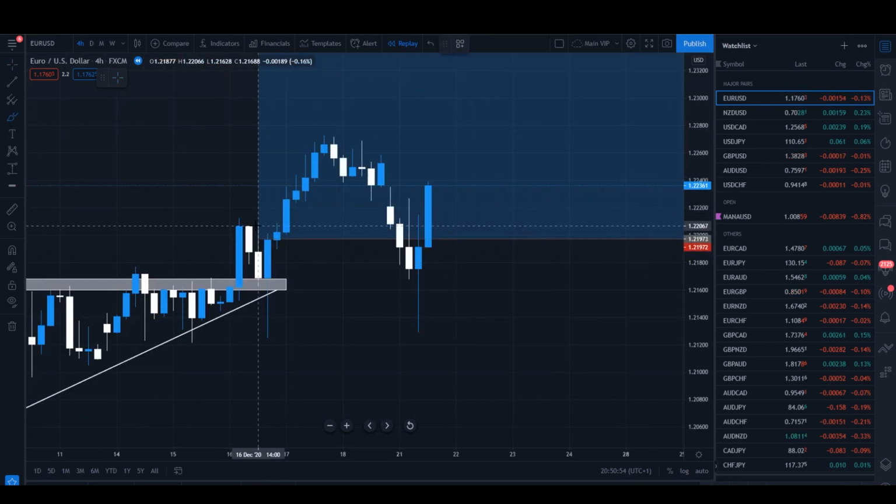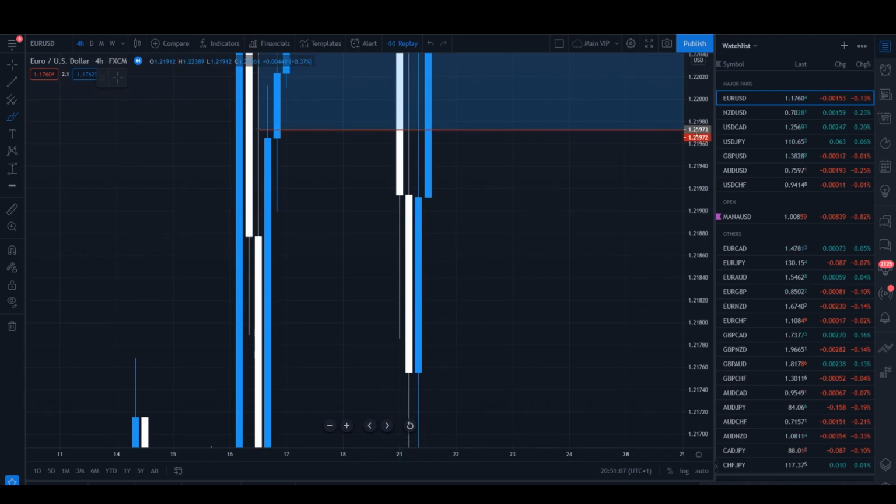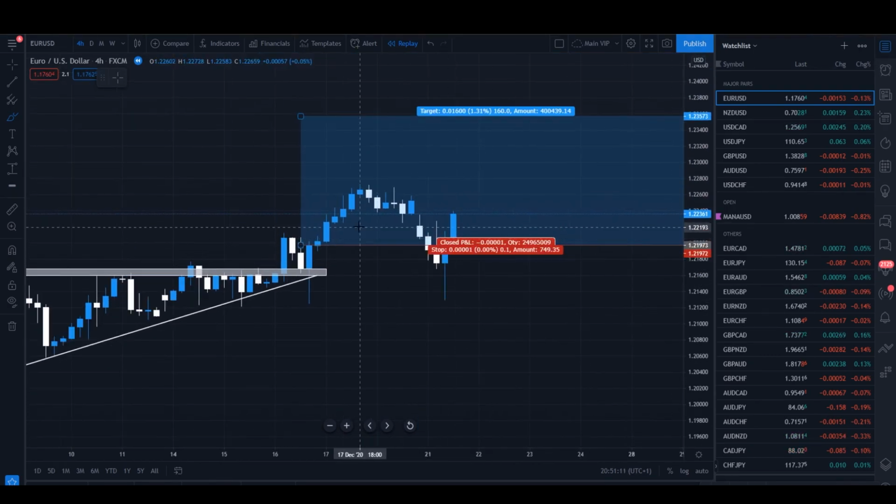Then you could have potentially tried to re-enter. However, we did not get a bullish engulfing candle. As you can see, this candlestick is still smaller than the white one. The white one's bigger. This one doesn't swallow the white one. It is not a bullish engulfing candle. There's no confirmation towards the upside.